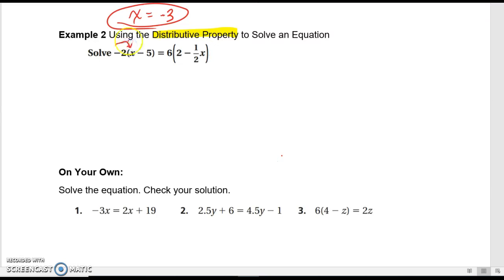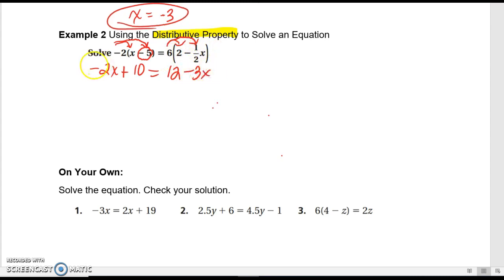So first we're going to distribute negative 2 on the left-hand side. Remember, we multiply the number outside by both terms inside. So negative 2 times x is negative 2x. And remember, there's a subtraction sign in front of the 5, so it makes it negative. So negative 2 times negative 5 is positive 10. On the right-hand side, we're going to distribute 6, both of those terms inside the parentheses. So first, 6 times 2 is 12. And positive 6 times negative 1/2 is negative 3.